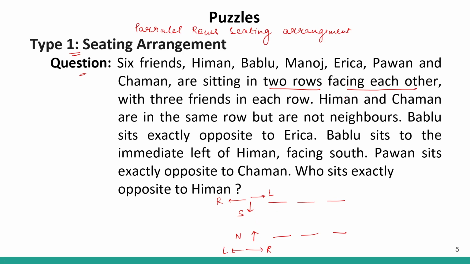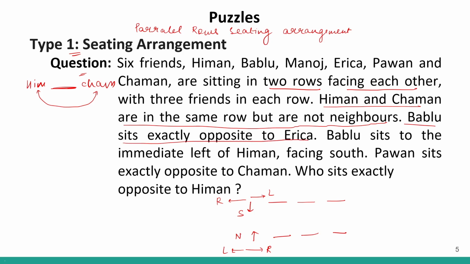Okay, now Himan and Chaman are in the same row but are not neighbors. So Himan and Chaman are in the same row but they're not neighbors, means there is one person between Himan and Chaman. Also, they are interchangeable because we don't know who sits on the right hand and who sits on the left hand. Okay, it is given to us Bablu sits exactly opposite to Erika.